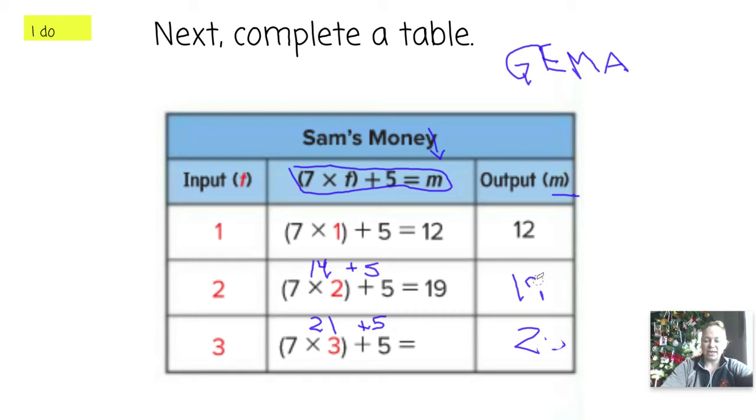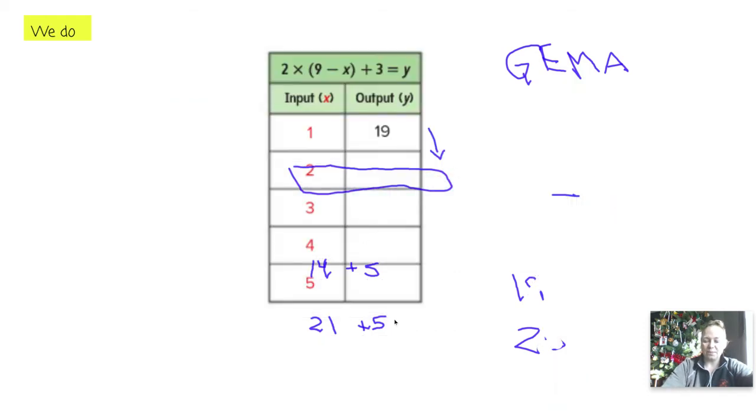Let's see if we can go to our next screen here. How about this one? Let's see if we can do this one together. So if you have your whiteboard, get out your whiteboard and let's do this one together.